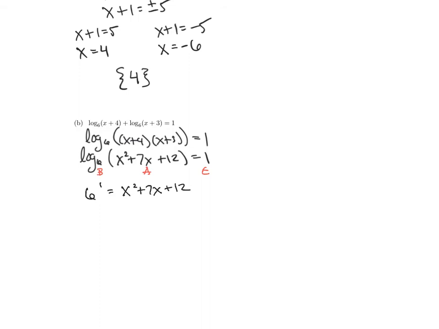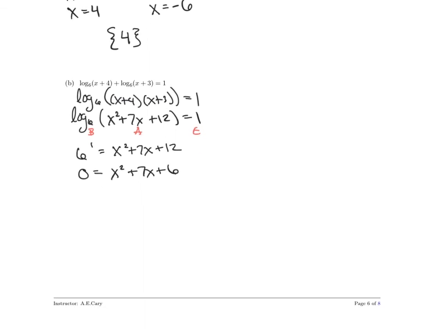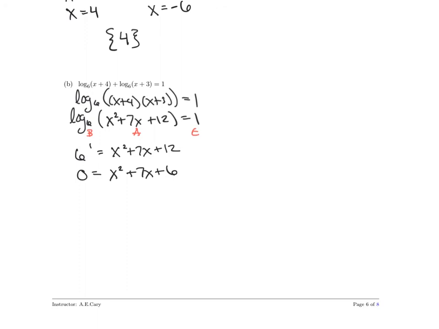So 6 to the power of 1 is just 6. So I'm going to subtract 6 on both sides and get 0 is equal to x squared plus 7x plus 6. And now I'm going to factor. So I need two numbers that multiply to 6 and add to 7. And that's going to give me x plus 6 times x plus 1. So to solve for each of these, I'm going to set both of these factors equal to 0 and solve. So my first one is x is equal to negative 6. And my second one is x is equal to negative 1.